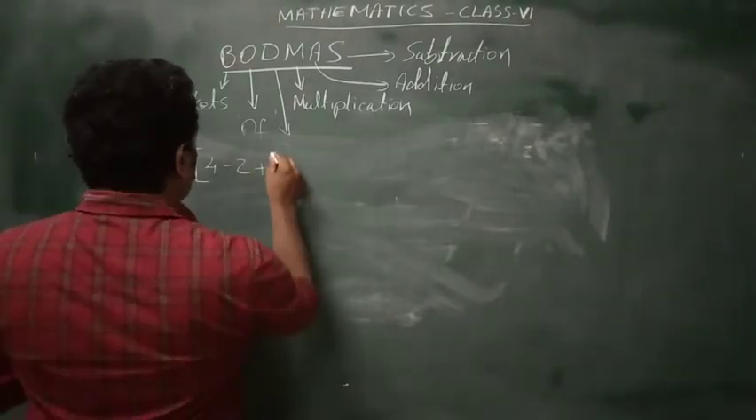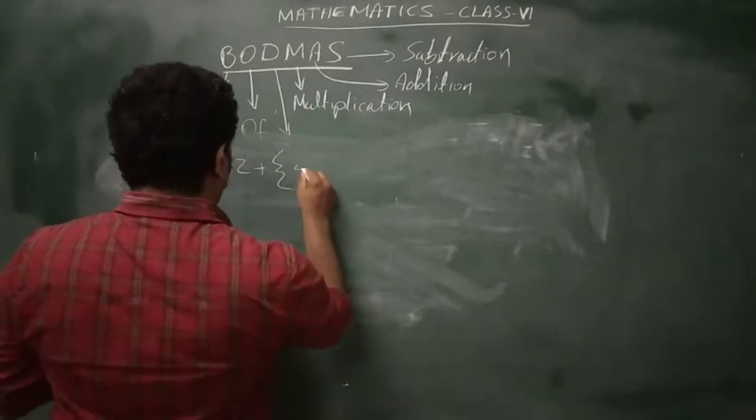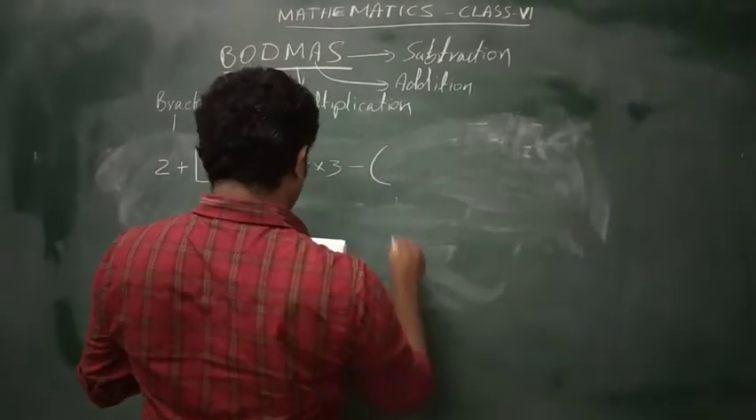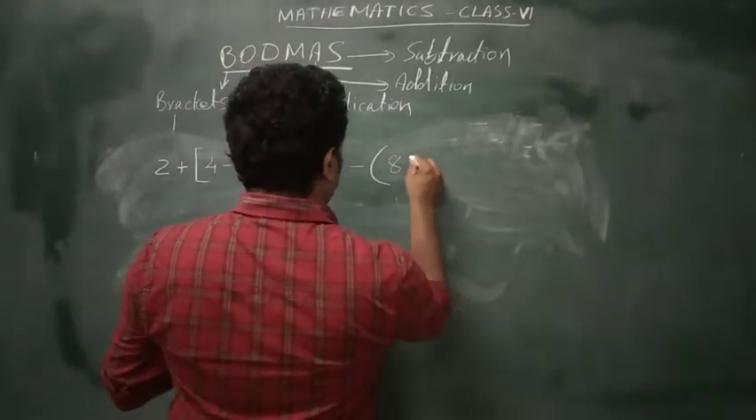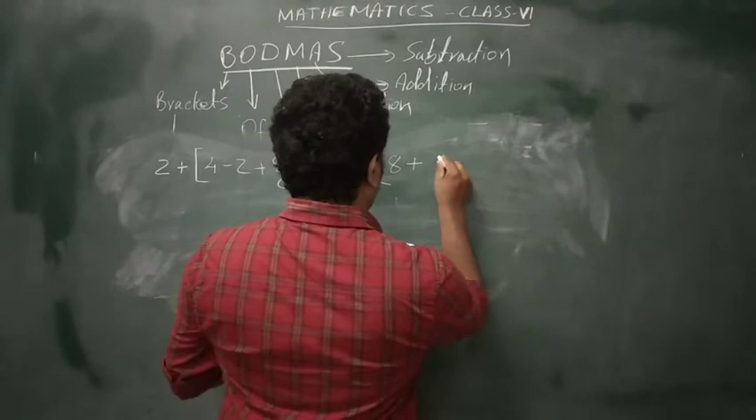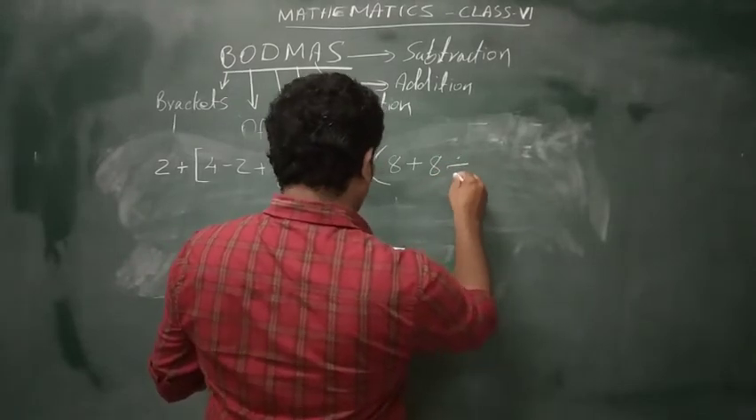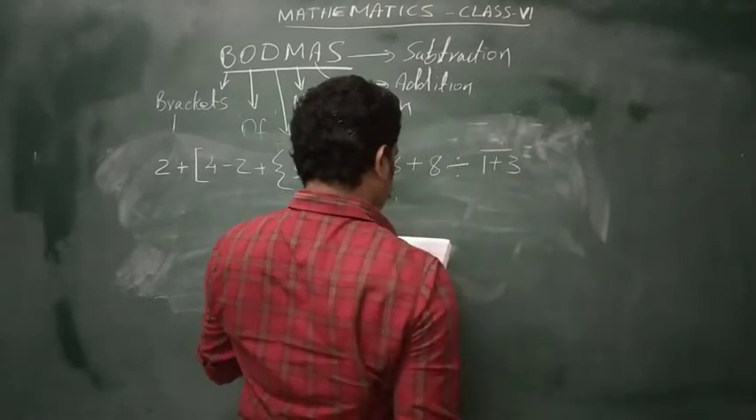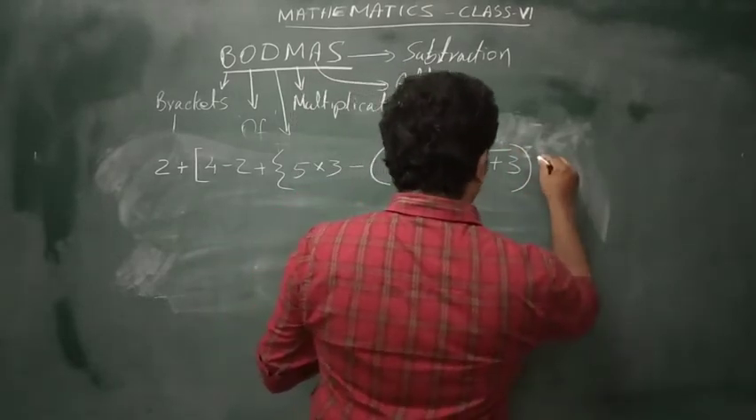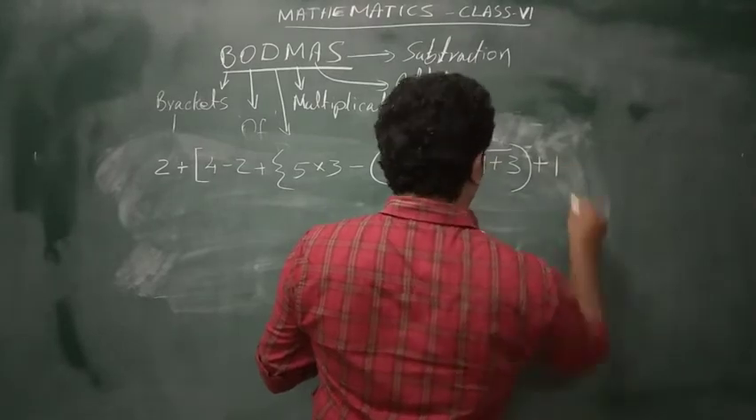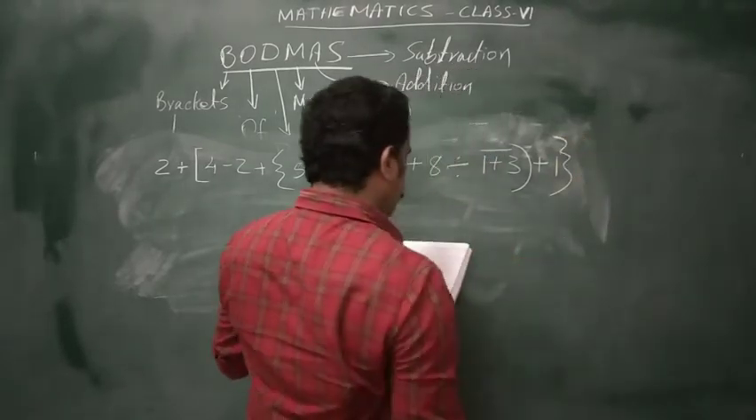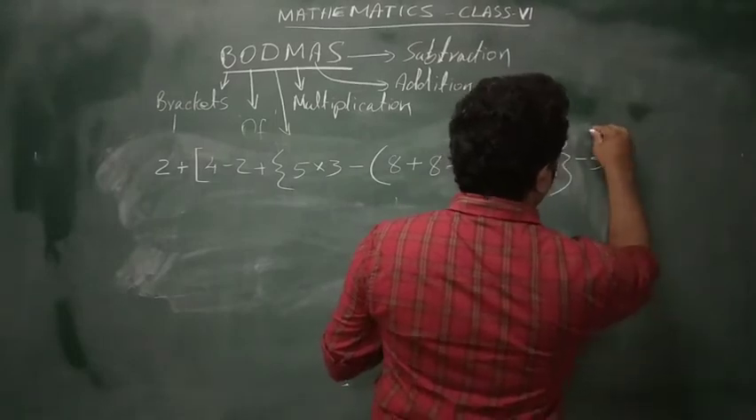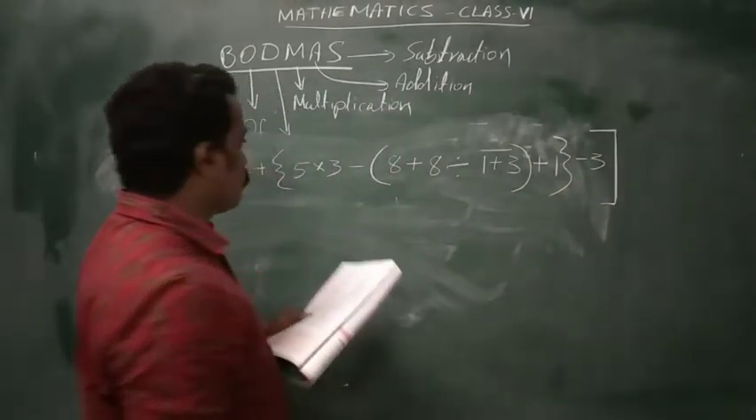Plus 5 into 3 minus 8 plus 8 divided by 1 plus 3 vinculum, then bracket close, plus 1, curly bracket close, minus 3, then square bracket close.